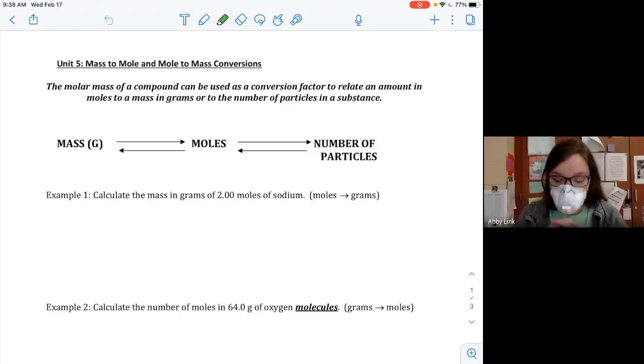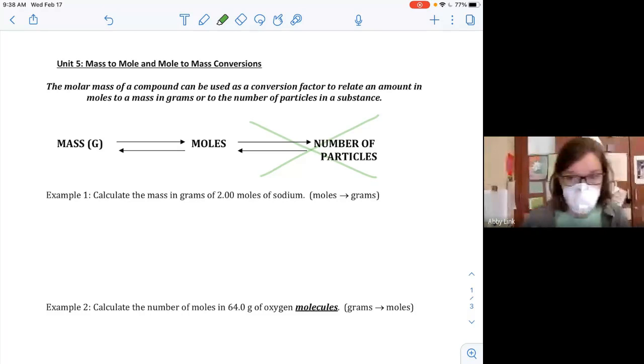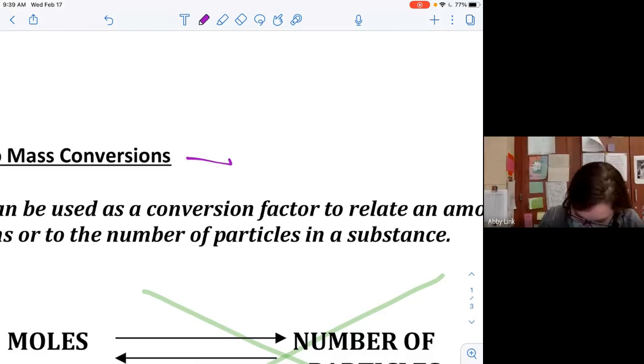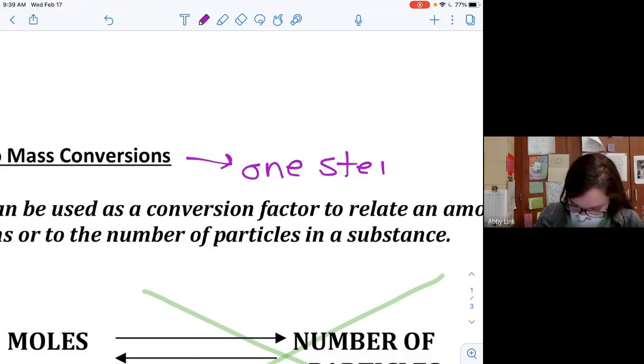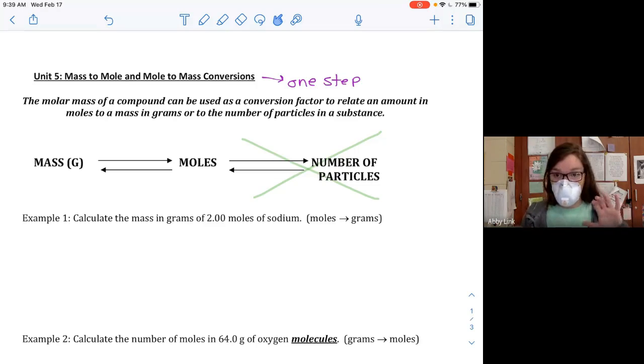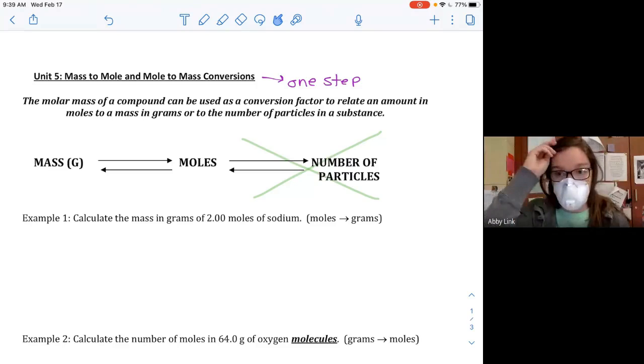Number of particles, we're not going to get this section of this little diagram today. We'll get there tomorrow. I like to think about these conversions that we're going to learn today as being one-step conversions, okay? We are going to learn two types of one-step conversion. We're going to learn the first type today, this mass to mole, mole to mass. And then tomorrow we'll learn the other type of one-step conversion, okay? On Friday, we'll get to our two-step conversion, and that's the maximum. We're not going past two-step conversions, okay?